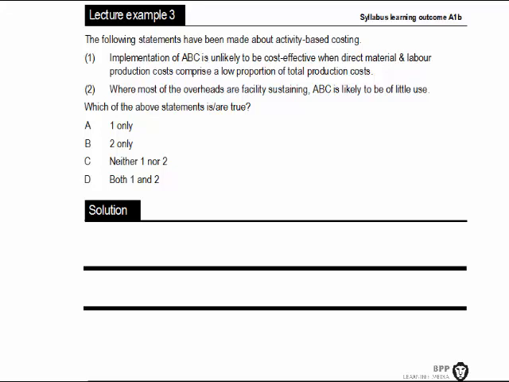So, statement 1, implementation of activity-based costing is unlikely to be cost-effective when direct material and labour production costs comprise a low proportion of total production costs. Now that's not true, because it's when that's actually the case that it's actually going to be very useful to use activity-based costing. Remember we said that it's useful when we've got high overheads. So that's the situation that's described here.